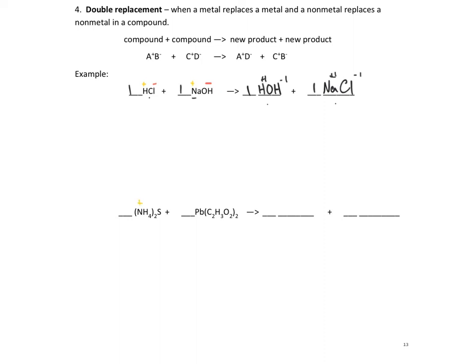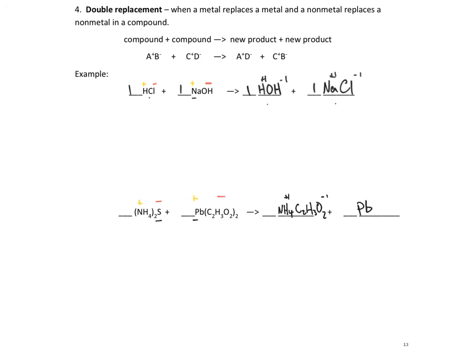You've got a positive ammonium with a negative sulfur, and a positive lead with a negative acetate. The positives are going to switch, so NH4 is going to get with acetate. That's a ridiculously long compound. And anytime you put positive with negative, you balance the charges. NH4 is a +1, acetate's a -1. They're balanced and good. And then we go look at lead and sulfur.